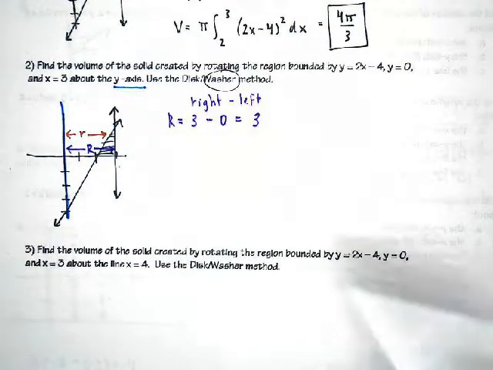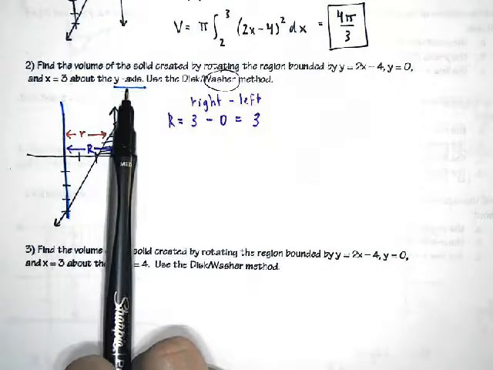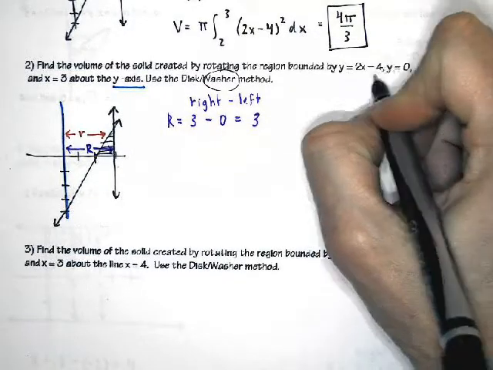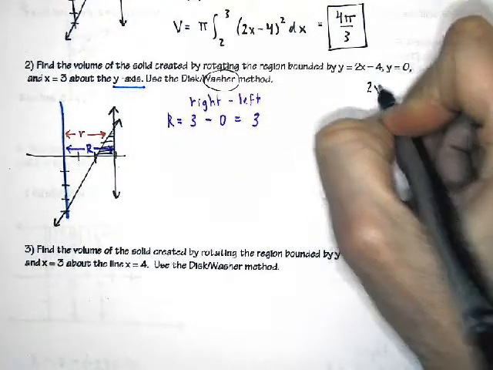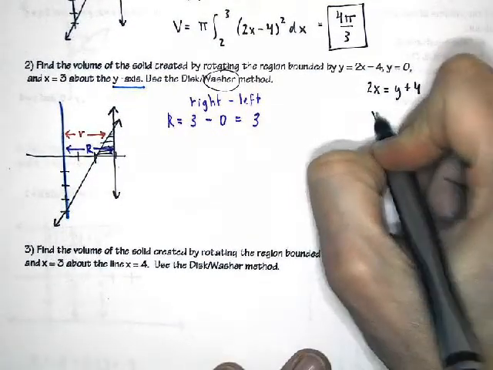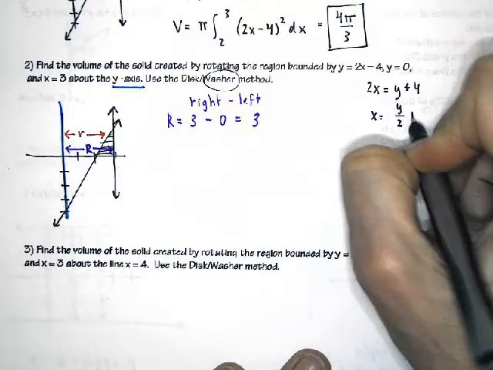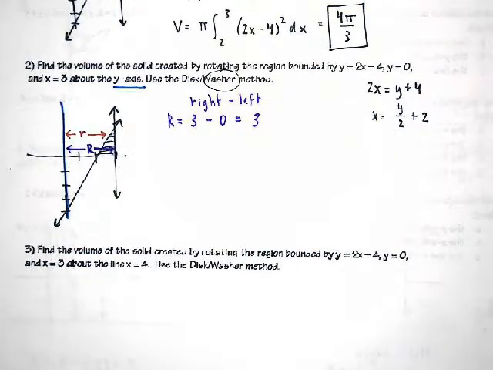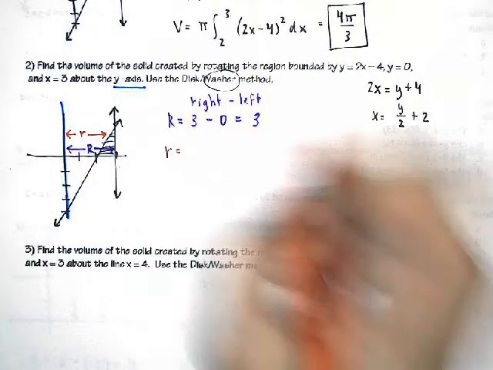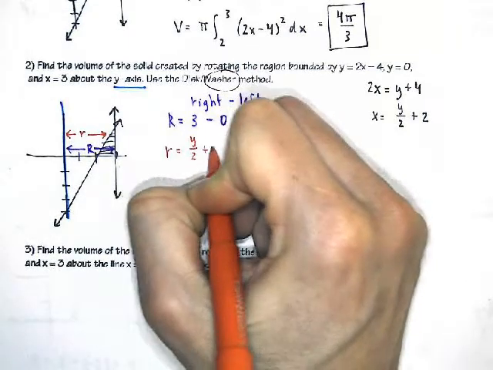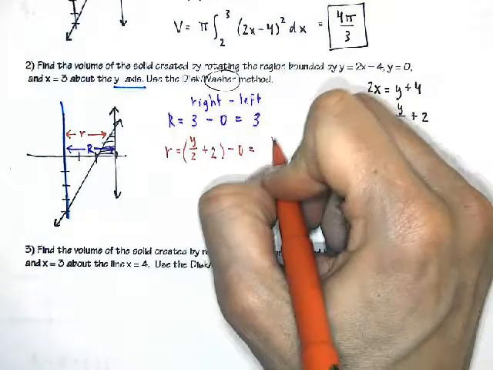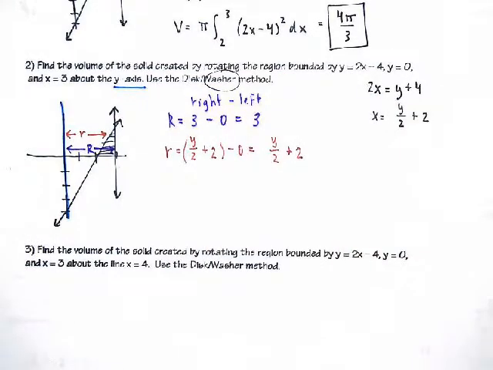Now, I actually need to do a little bit of work here because I know if I'm revolving about y, I need my function solved for x in terms of y. So if I have y equals 2x minus 4, I know 2x is going to be equal to y plus 4. So then x is y over 2 plus 2. So now my little r, this line now is y over 2 plus 2. I'm subtracting my left boundary, which is 0. So little r is y over 2 plus 2.